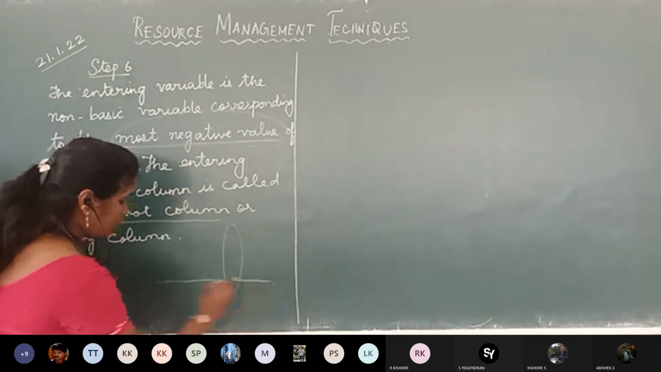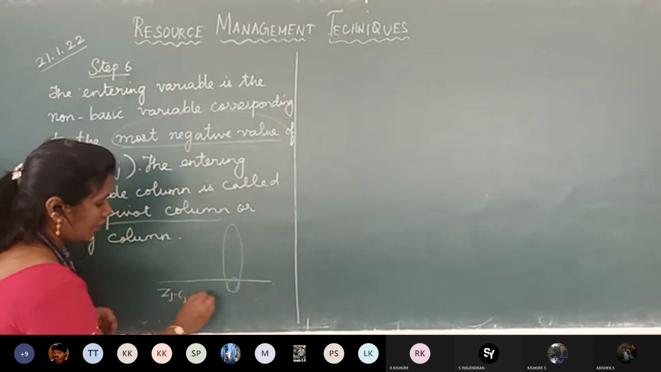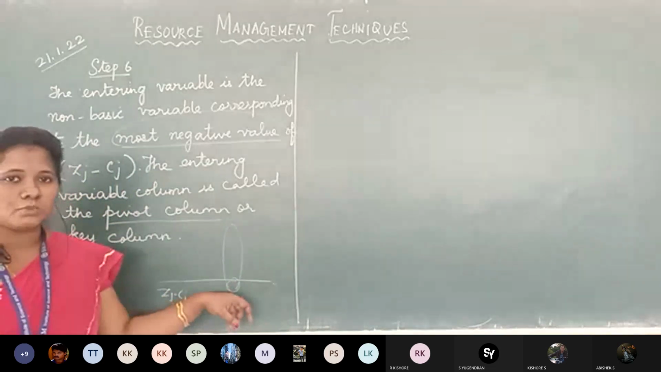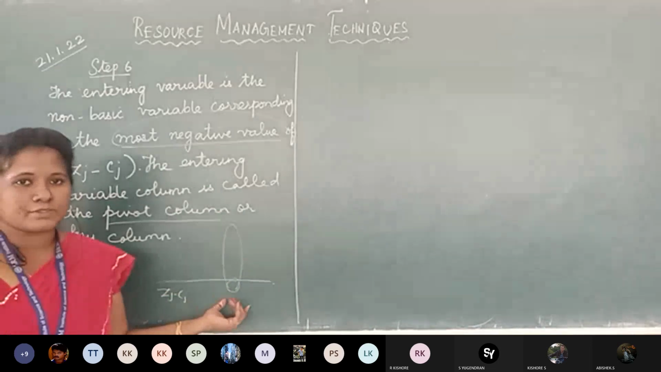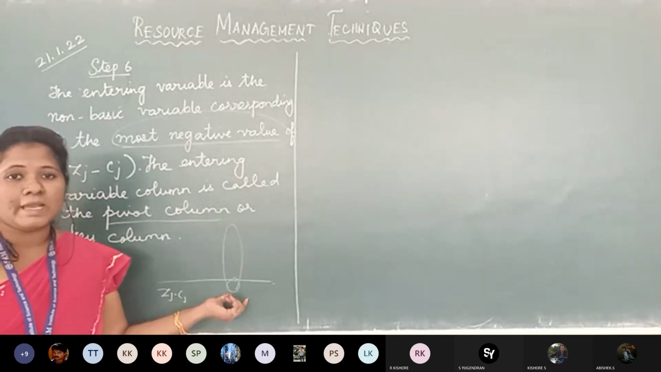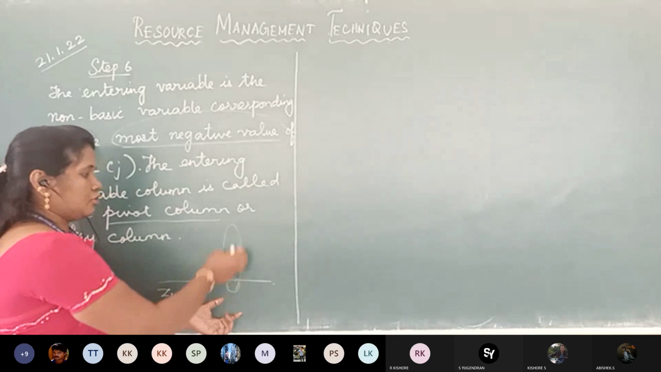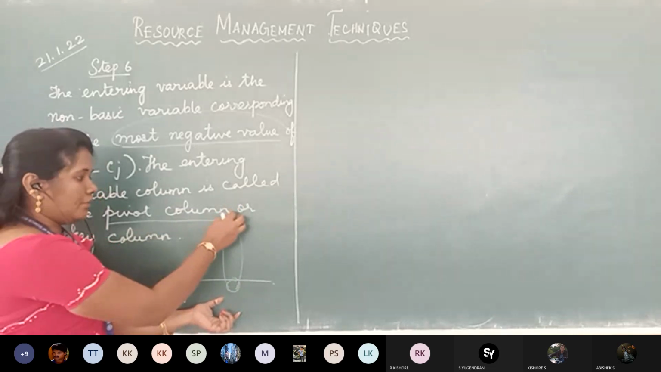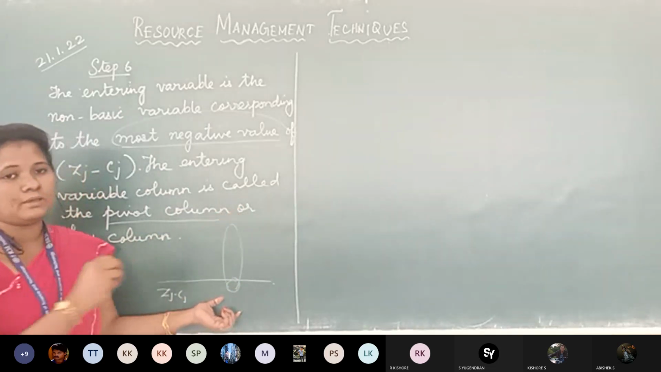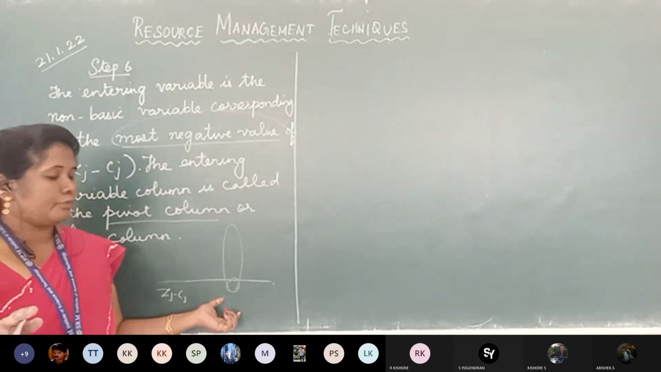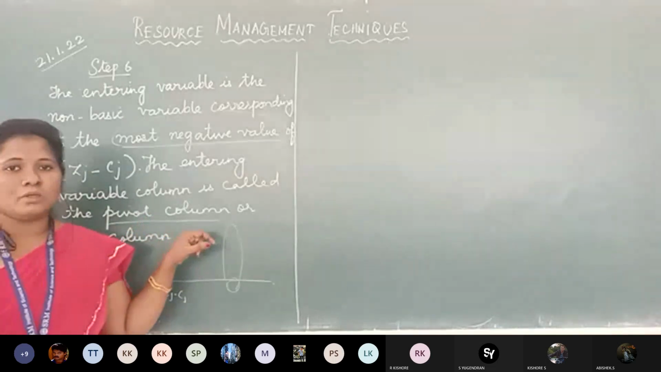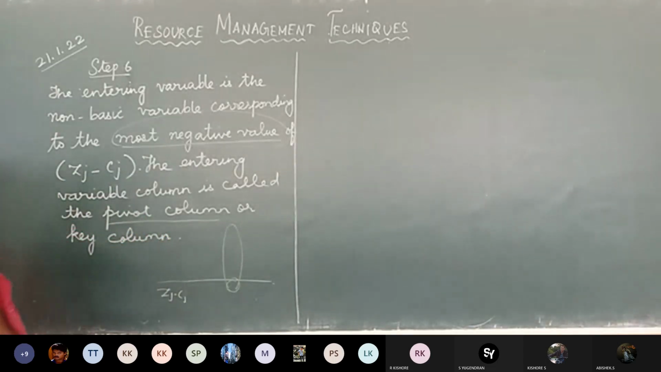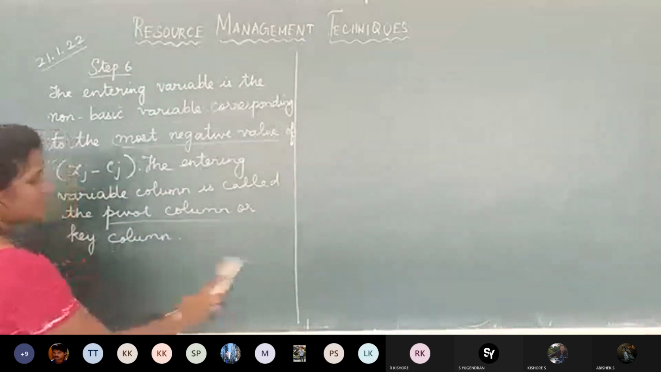Now in your tabular column, you will find your Zj minus Cj. Somewhere you're getting the most negative value. The corresponding column where it is found will become the entering variable. So whichever column you take, that variable will become the entering variable. When you do the problem, you will understand. That is your step 6, called the pivot column or key column.